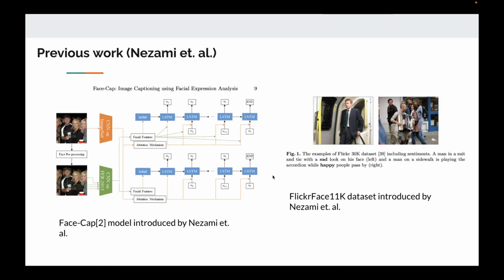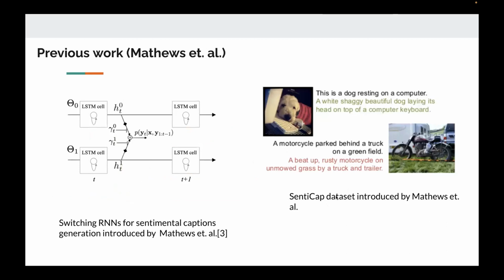They make their experiments on the also famous Flickr Face dataset, and mainly on a sub-dataset of it, which is called Flickr Face 11K. In their work, they show that addition of these emotional features helps to generate captions with a flow of different emotions and to better describe the words with emotional flavor. The other work of Matthews et al. is related to the concept of sentiment in captions. In their work, they propose a new LSTM network, which actually uses two LSTMs and is called SentiCap switching LSTM.